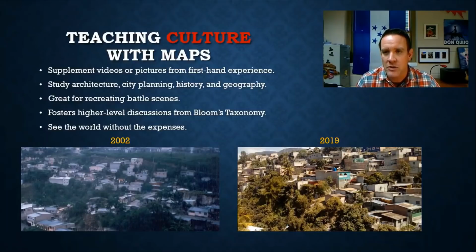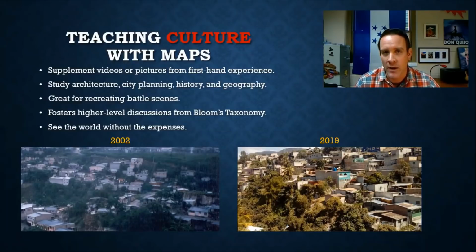For example, the picture on the left is a picture I took back in 2002, and the one on the right is one that someone else put on Google Maps in 2019. It's the same neighborhood, and you can look at the differences and how it has changed. That neighborhood hasn't changed much. You can also look at architecture, city planning, history, geography.